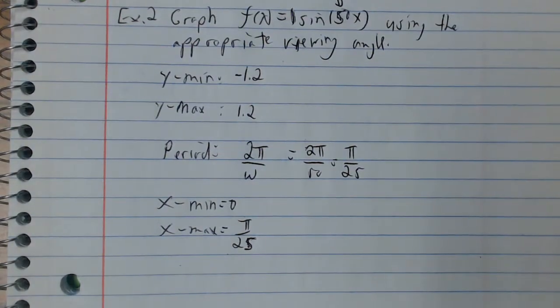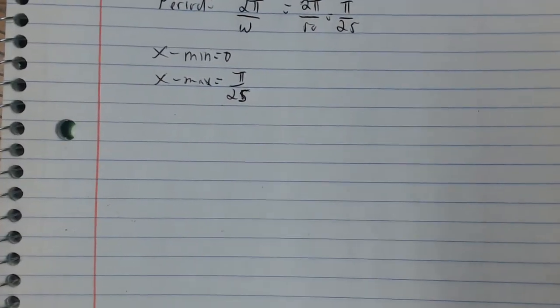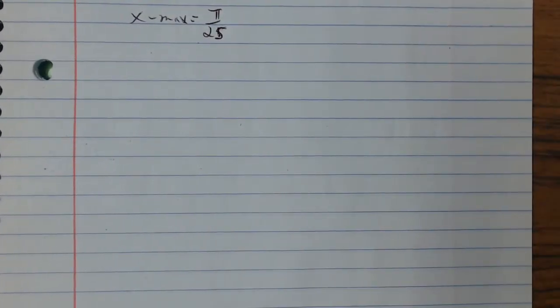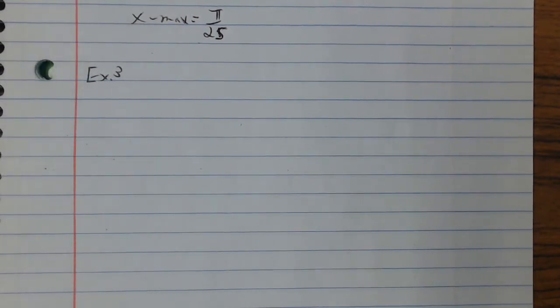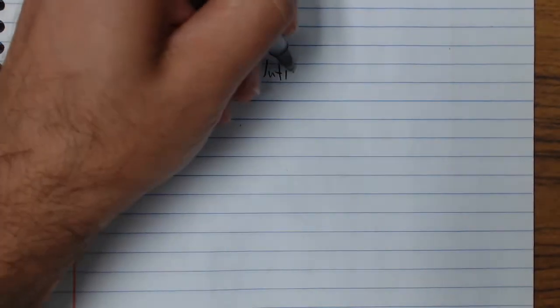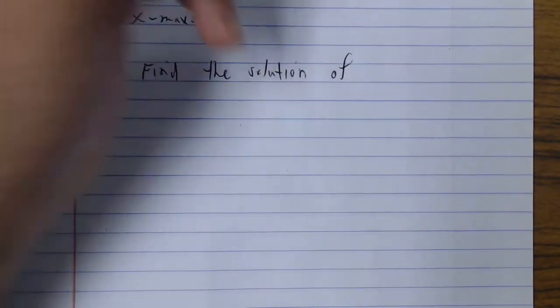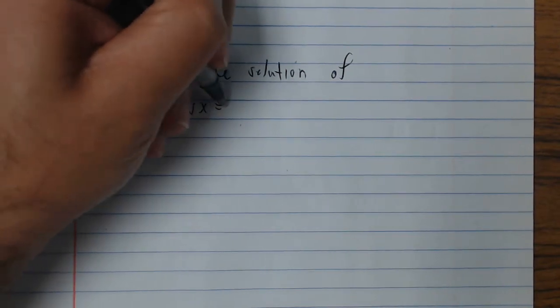So the first 2 examples we talked about practically just graphing functions. Now what we're going to do is we're going to solve functions. So there's actually 2 ways of solving this. So I'll solve them both ways. I prefer one over the other, and I'll explain to you why. So here's what we're going to do. We're going to say find the solution of cosine of x equals x.